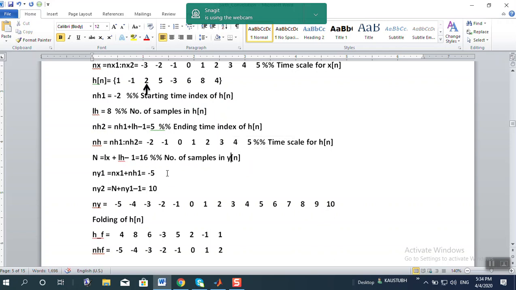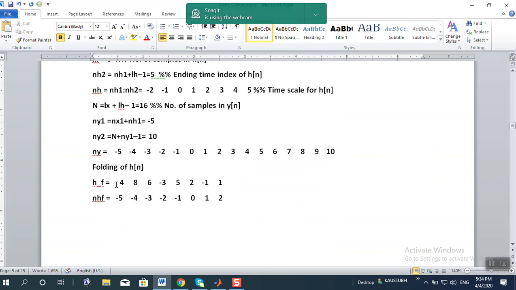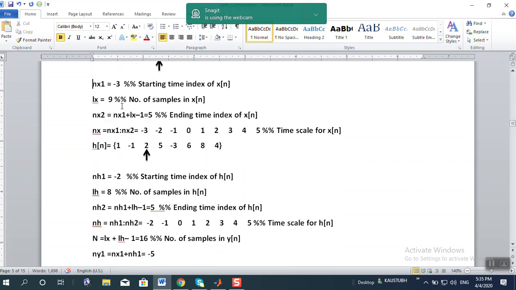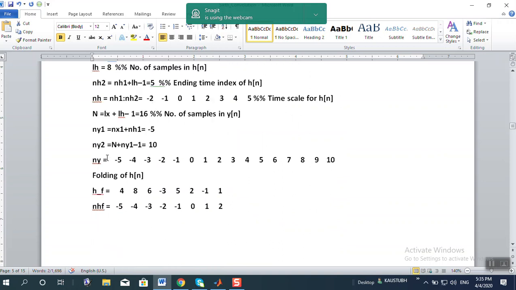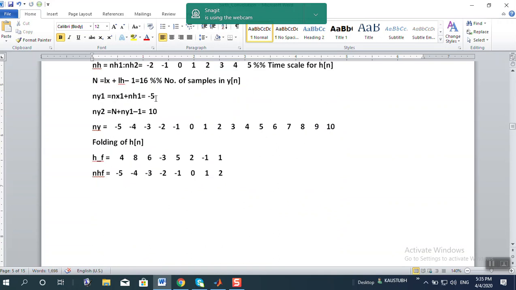So then the starting time index of y of n will be the starting time of x of n plus the starting time of h of n. Here my starting time of x of n is -3 and starting time of h of n is -2. So therefore the starting time of y of n will be -5.